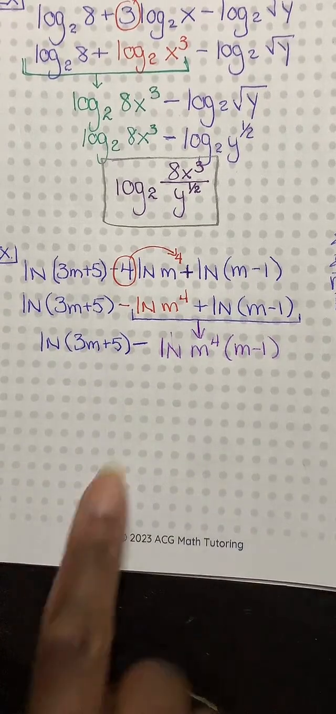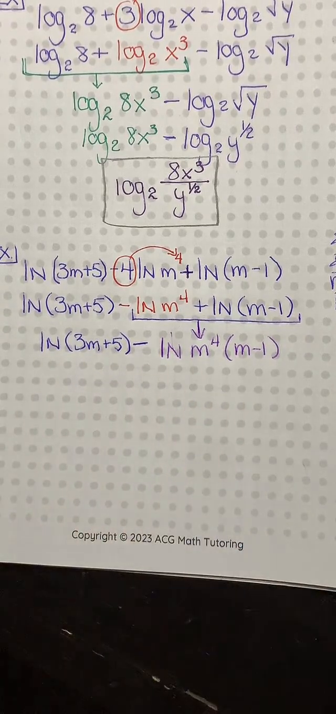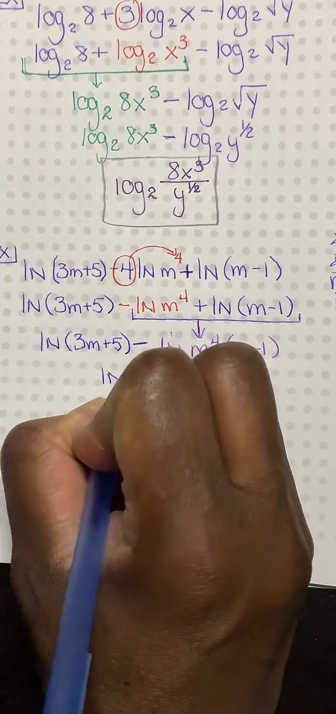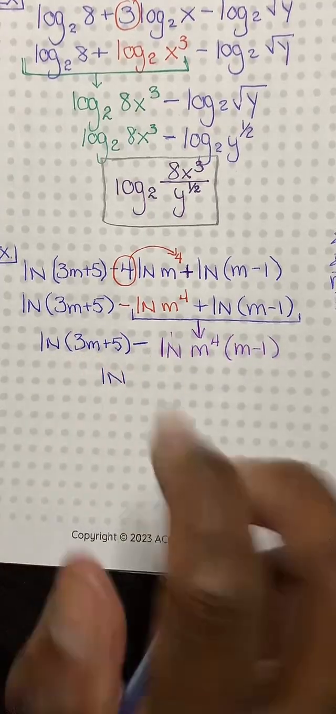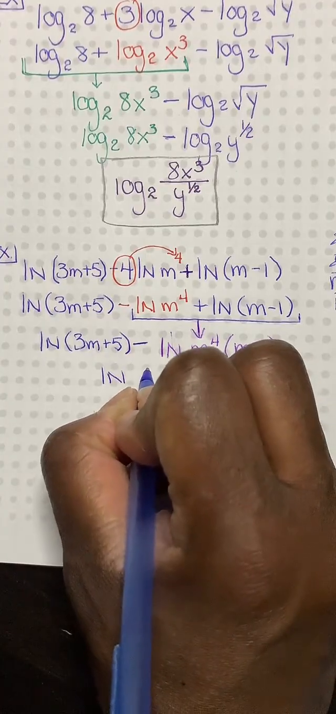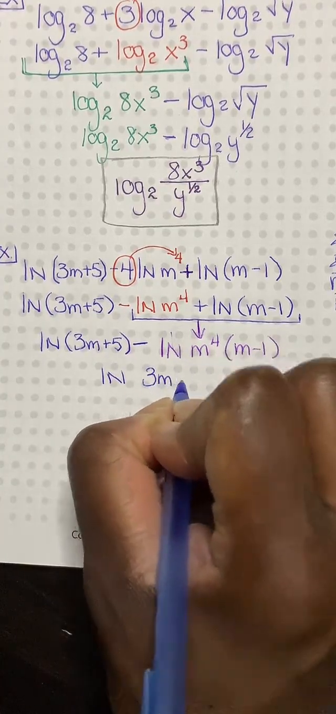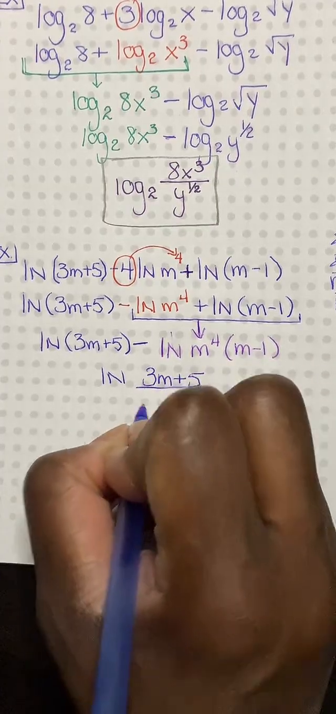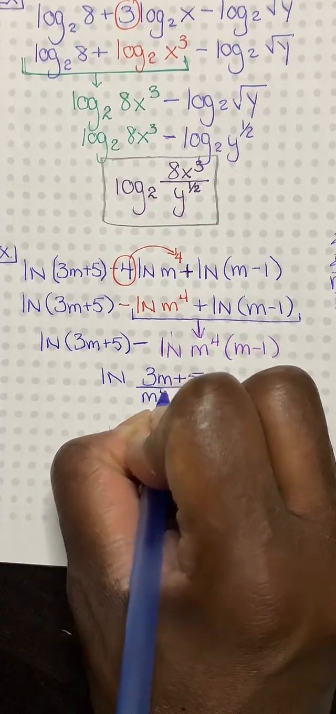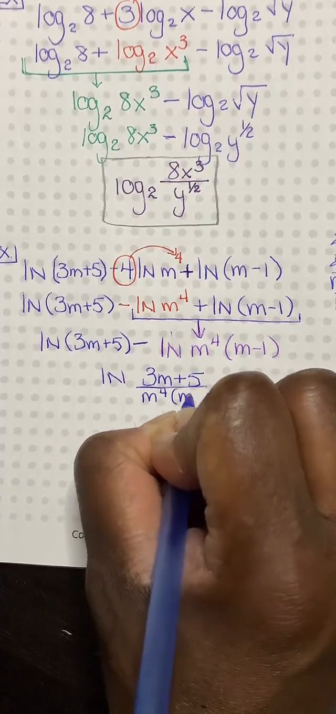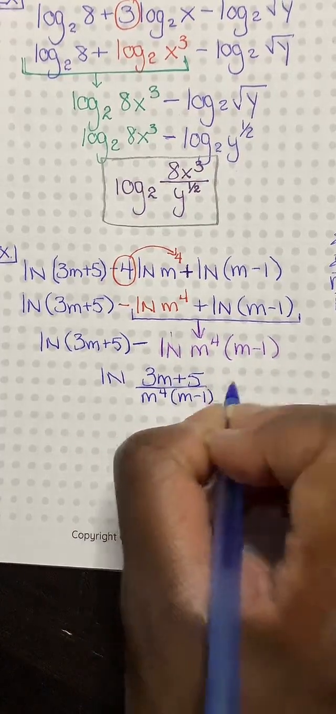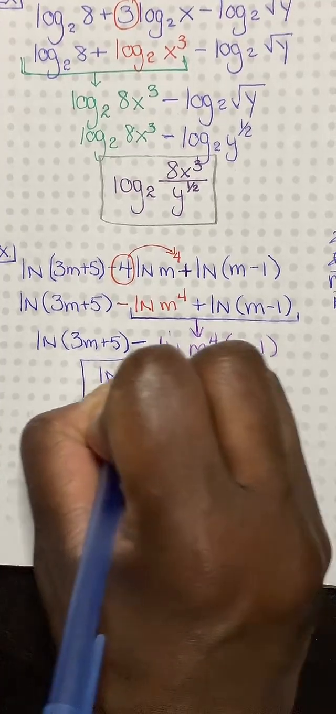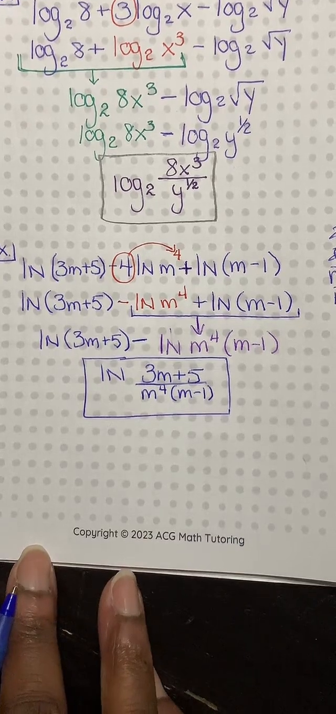All right? So now we have the same natural log. We'll have the numerator, which is, I got to put it this way, I ran out of room, 3m plus 5 over m to the fourth, m minus 1. That's our answer.